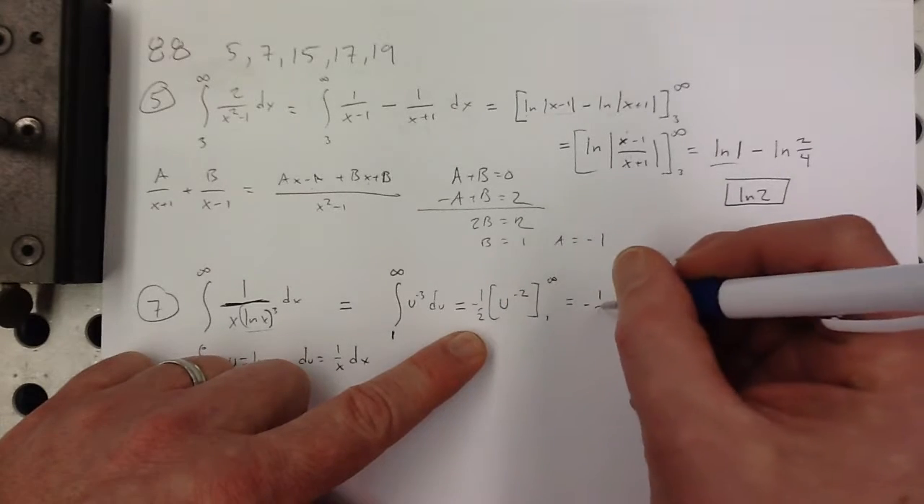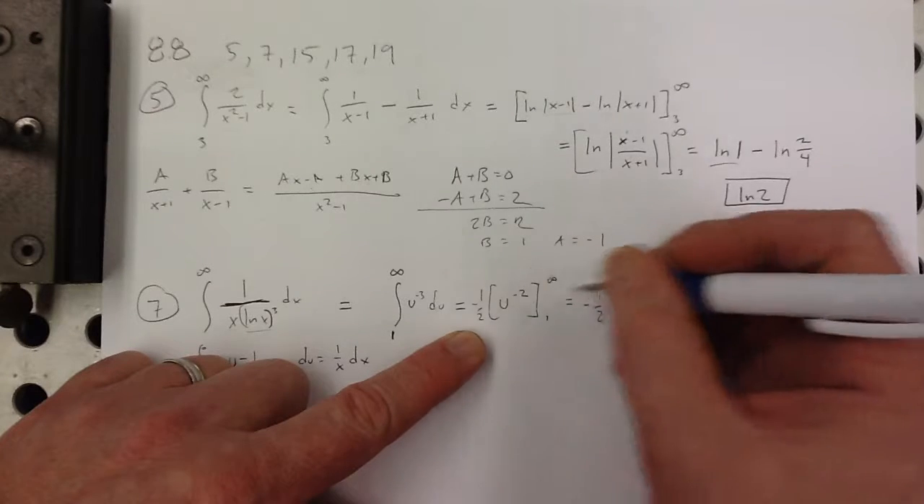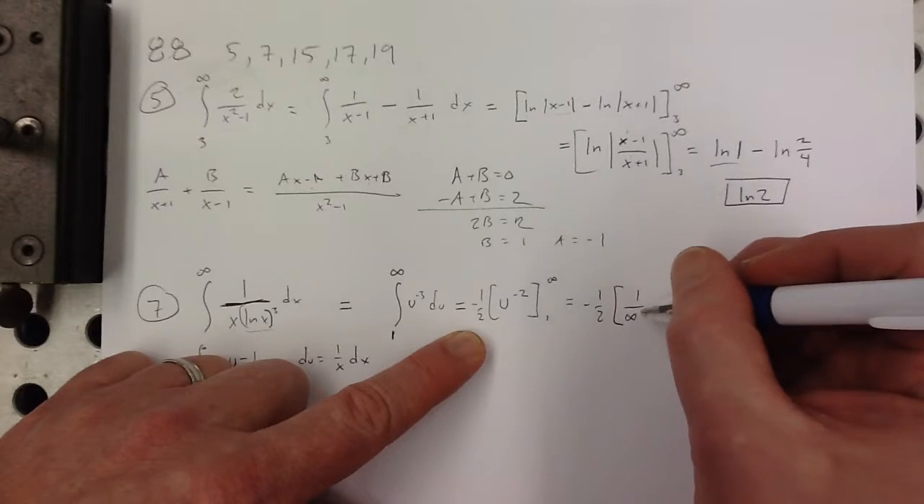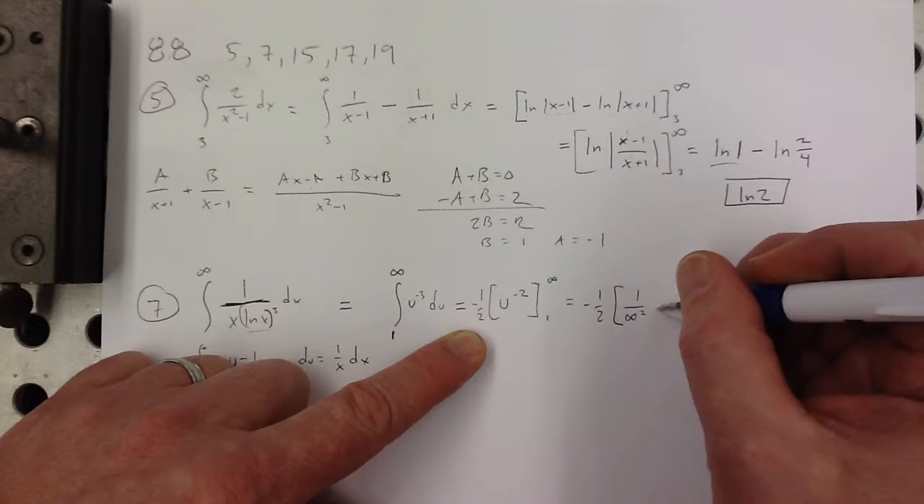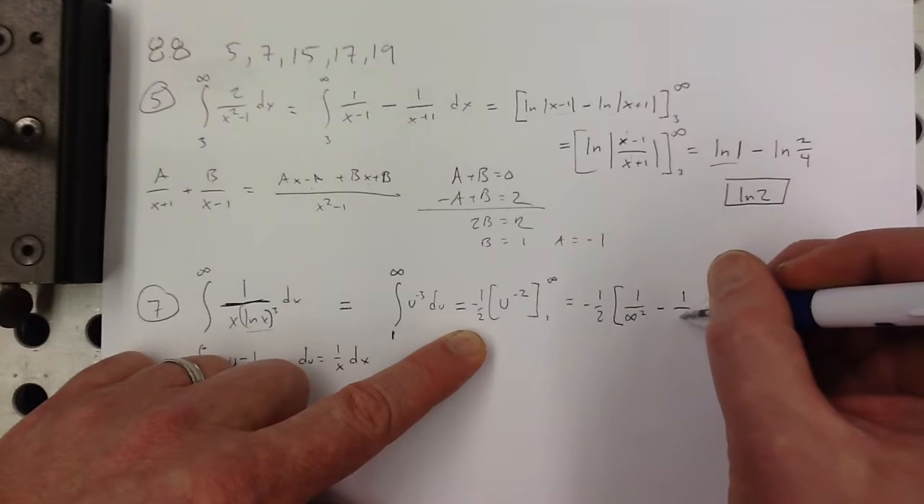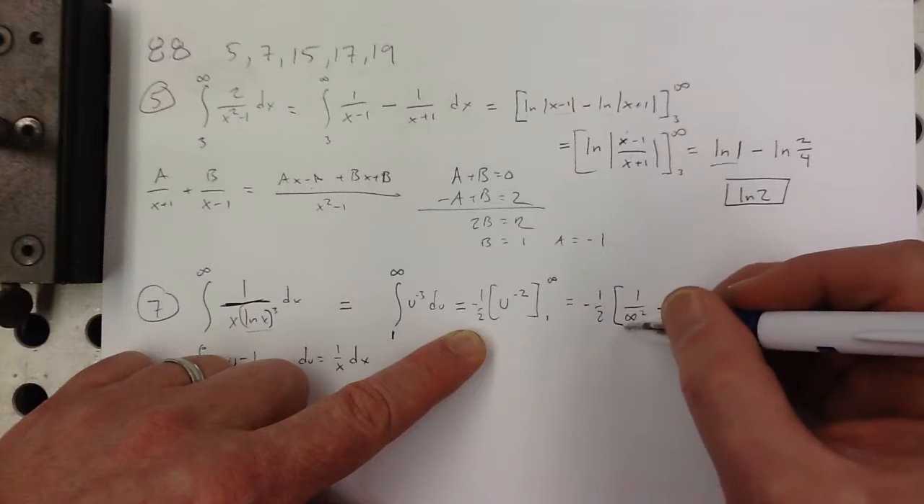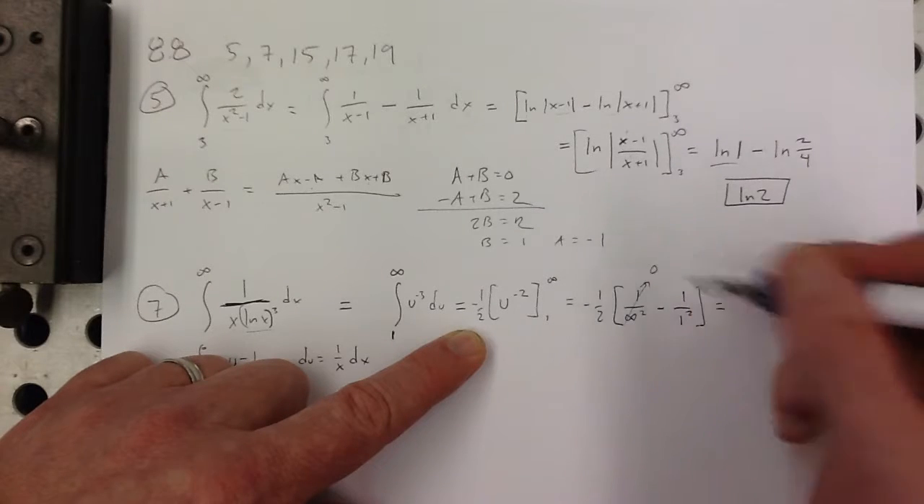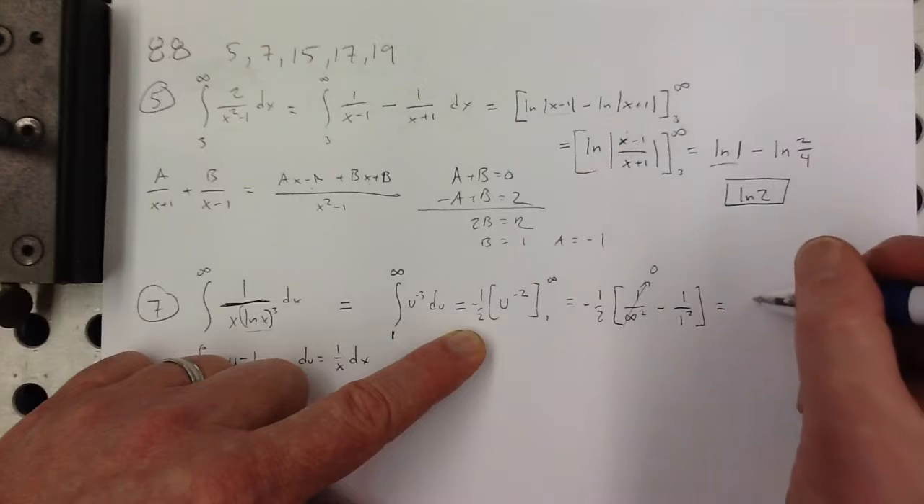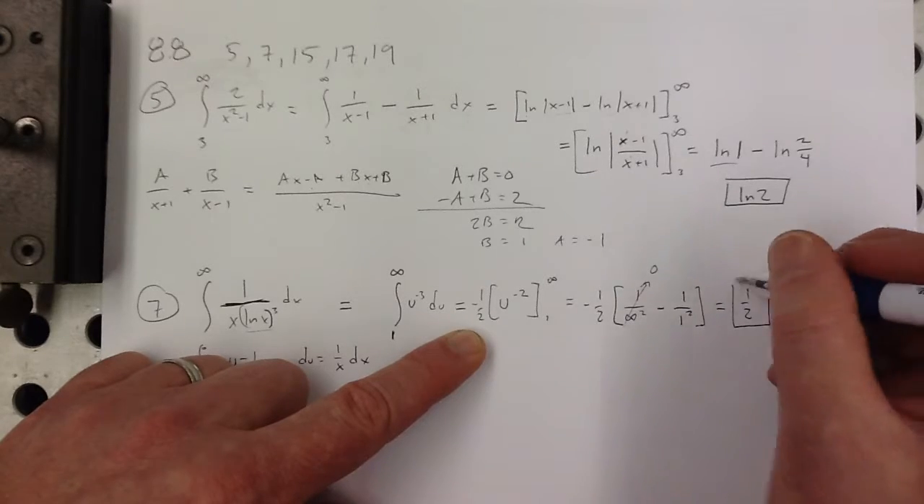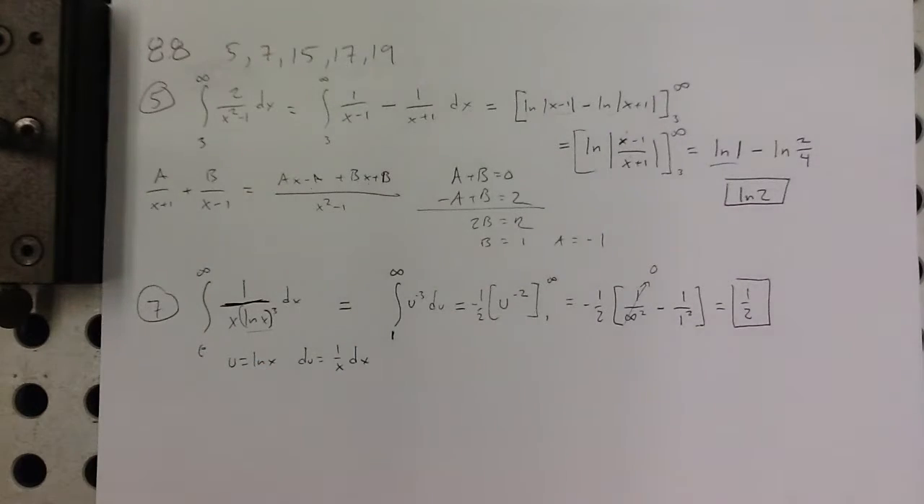So that gives me negative 1/2 times 1 over infinity squared minus 1 over 1 squared. And that is what we're hoping for. That's 0, so that gives me positive 1/2 for number 7.